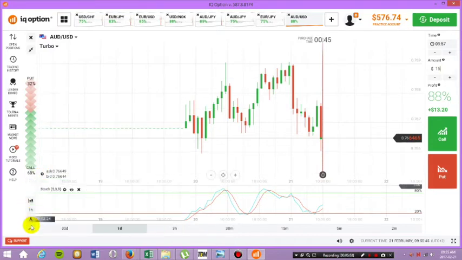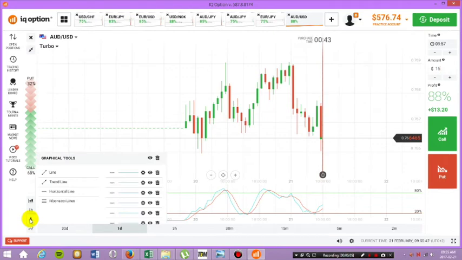And then you can also draw. If you are a price action trader like myself, that means you only like your support and resistance lines, so you won't be focusing on indicators. All you'll be focusing on is your trend lines and your support and resistance. So these are the tools that will help you draw those lines.